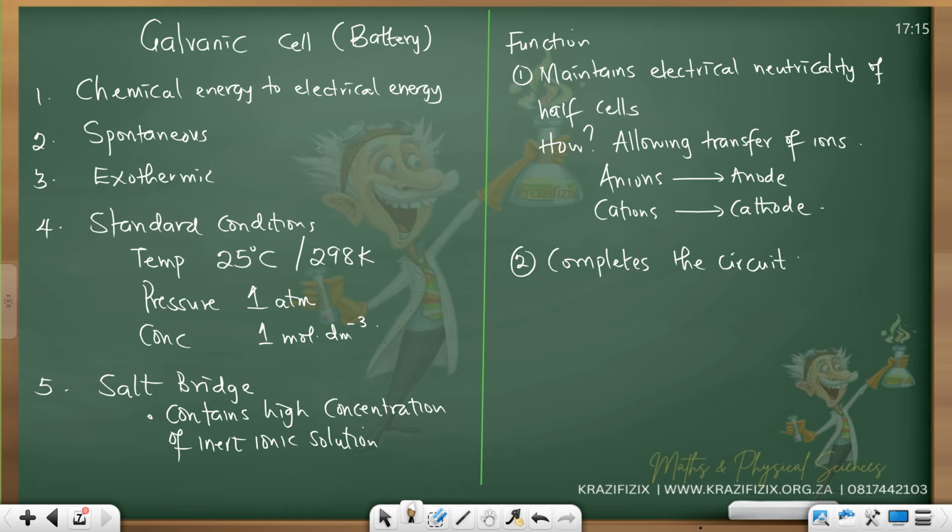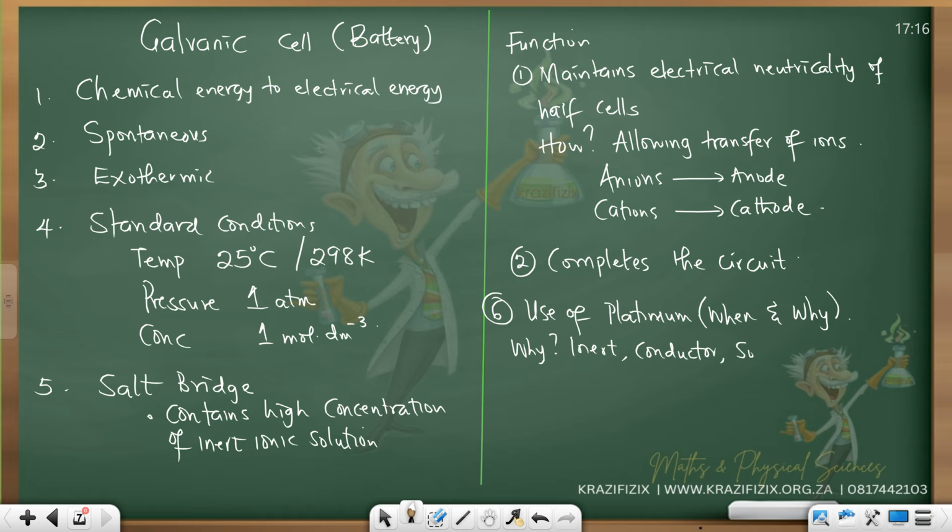Okay. What else can we talk about here? Number 6, the use of platinum. I want you to tell me when and why. Why do we use platinum? It is inert. It's a conductor. And it's a solid.